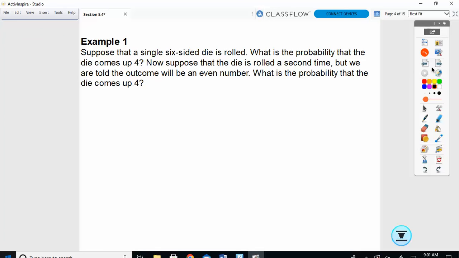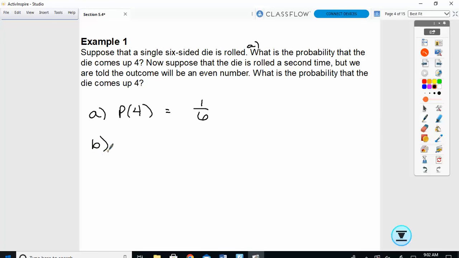An example of this. So if I roll a 6-sided die, what's the probability of a 4? So the probability of a 4, how many 4s are on the dice? 1 out of how many sides? 6.